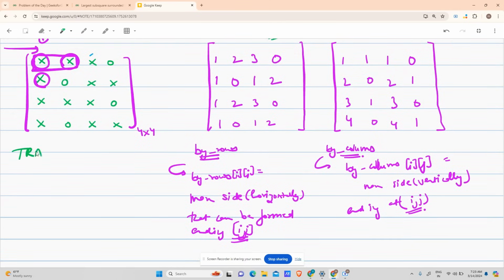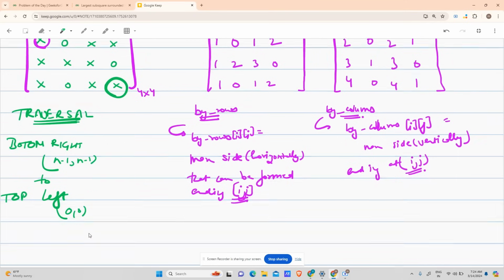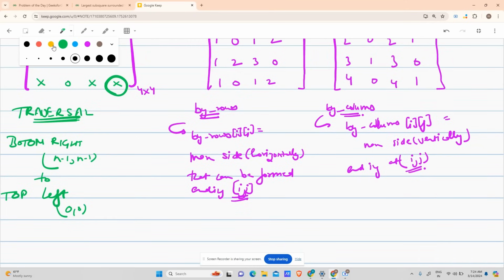Start the traversal. You will say in what direction? I will say from bottom right, that is n minus 1, n minus 1. That is this element, to top left, that is this element 0 comma 0, right? And what do we do? We keep our answer as a result. We keep our result starting at result equals 0 for the case when there is no x in the matrix, right?